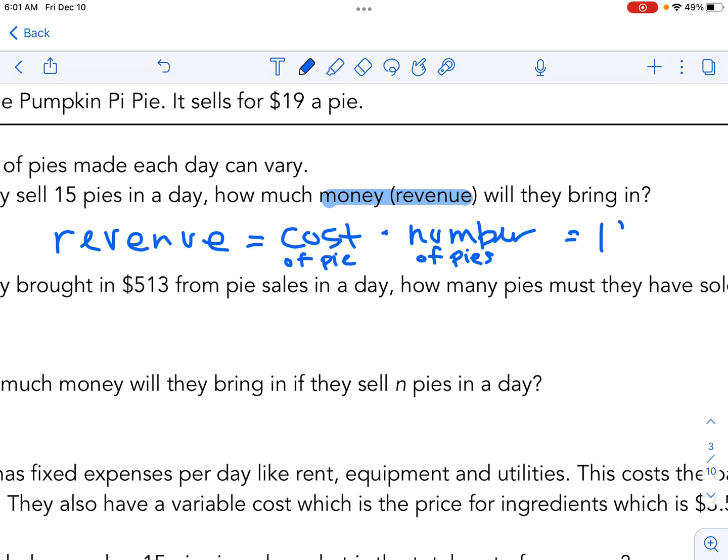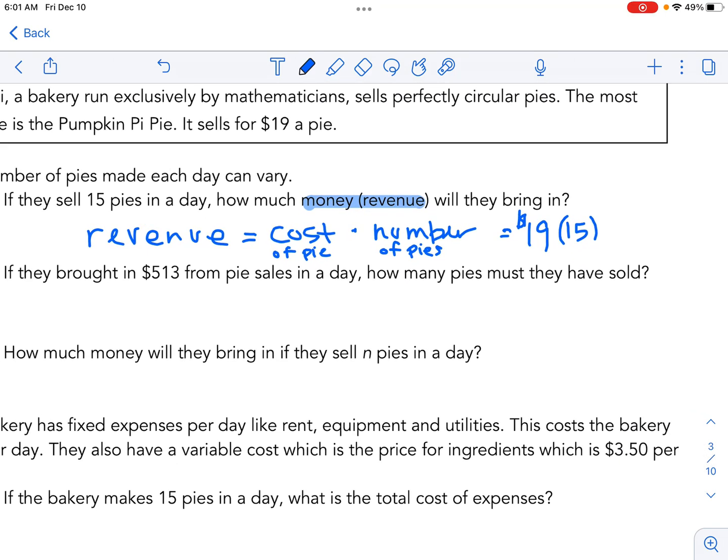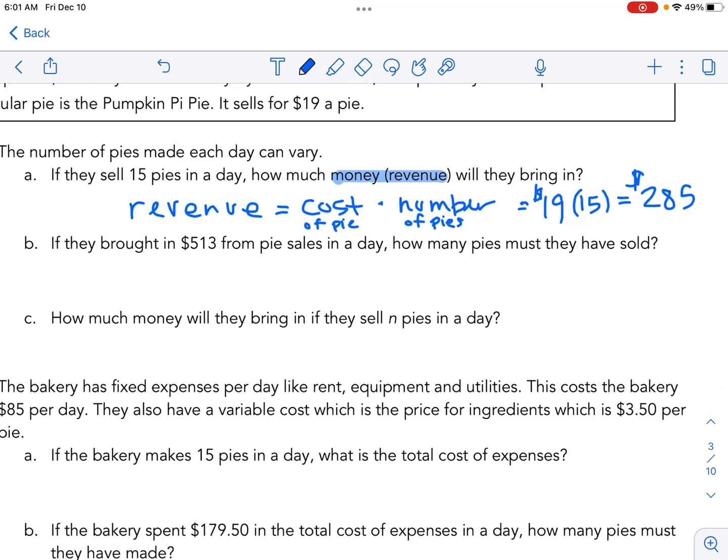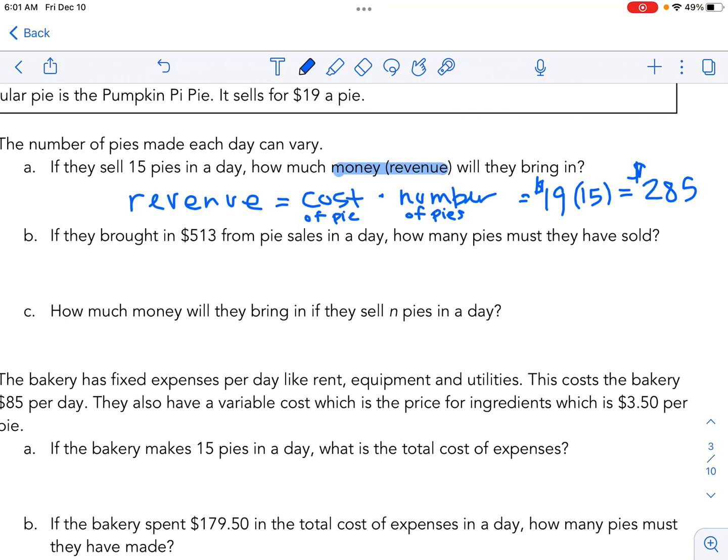And so we can get a total by multiplication. So the cost of a pie is $19, and we have 15 pies that we've sold, and so 19 times 15. If you can grab a calculator on that, I think of it as 20 times 15, that's 300, but that's one too many, so subtracting 15 from that is 285. So we know that the revenue is $285 from selling pumpkin pies for that day.